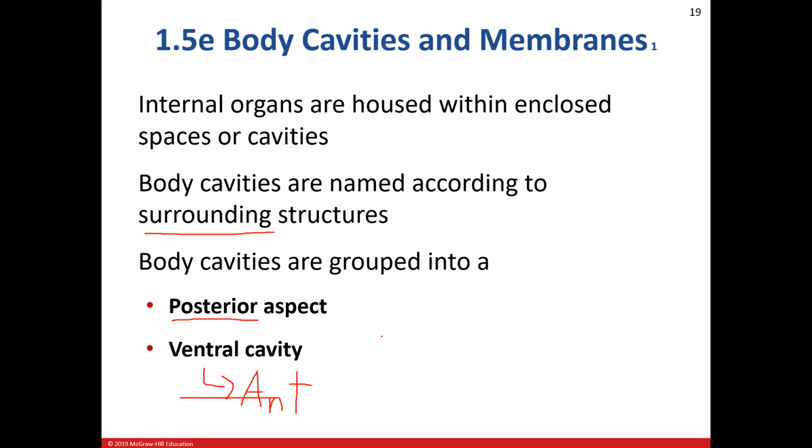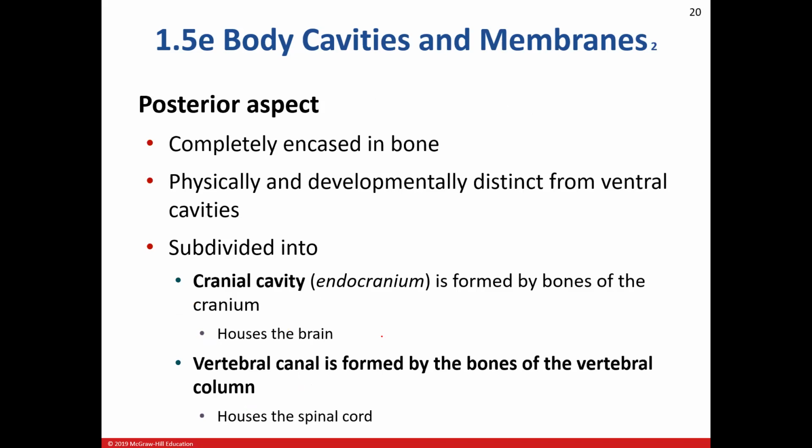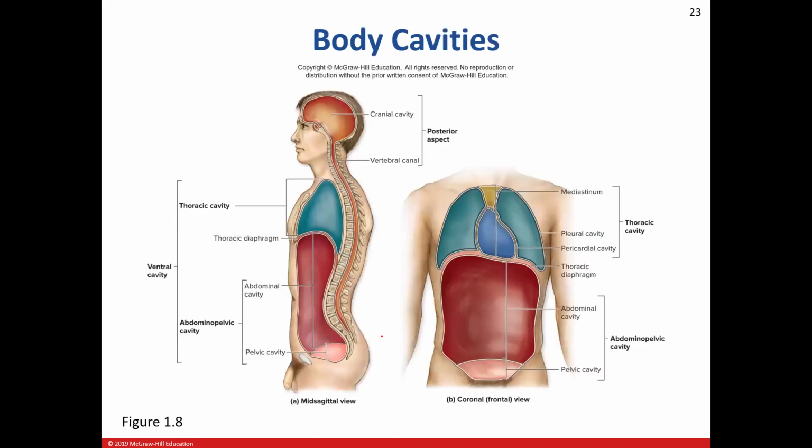If you've ever looked at a fish, like a shark, you've heard of the dorsal fin. The dorsal fin is on the back of the shark. So dorsal is going to be posterior. Ventral is anterior, on the front, and dorsal is posterior, on the back. So let's start off with the posterior aspect. I'm going to show you a picture, and I'm going to come right back to this slide.